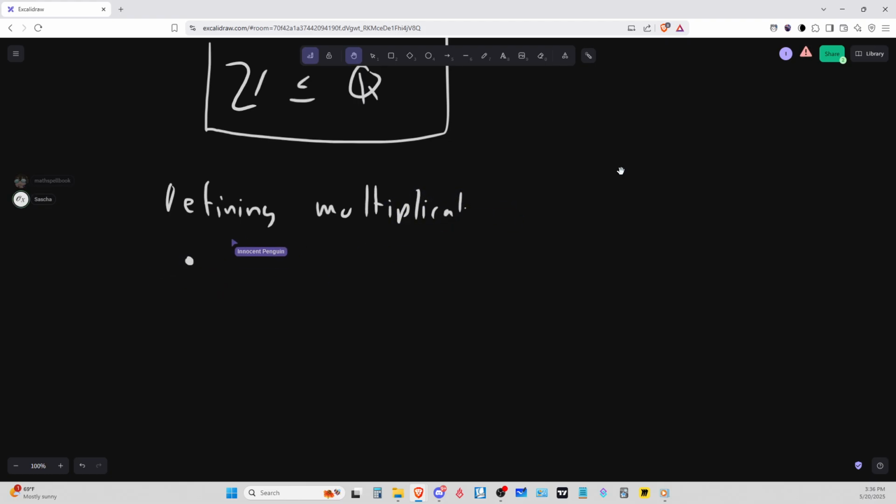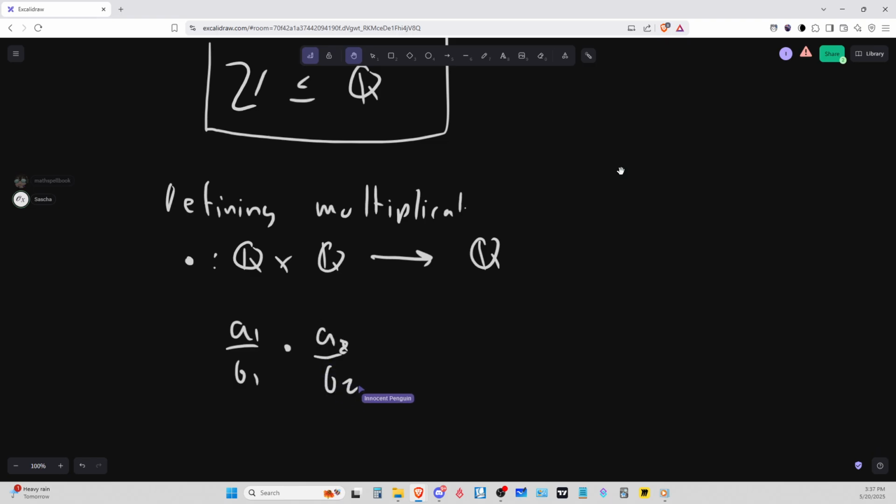Again, we want to have a ring. So a multiplication will take two elements inside of Q, so you can think of it as a pair, and it will give you another rational number. And the way we're going to define it is, let's say a1 over b1 times a2 over b2. Here I will let you think about what you know about fractions. So what would be a good definition for multiplication? Multiplication of fractions, right?